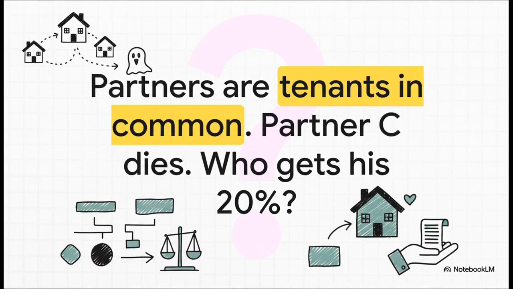Okay, now let's flip it and look at our second scenario. This time, we have 3 partners, and the deed clearly says tenants in common. That is the magic phrase. And notice they have unequal shares, which is a big clue. So partner C, who owns 20%, dies and leaves everything to his daughter in his will. Who gets that 20% share now?